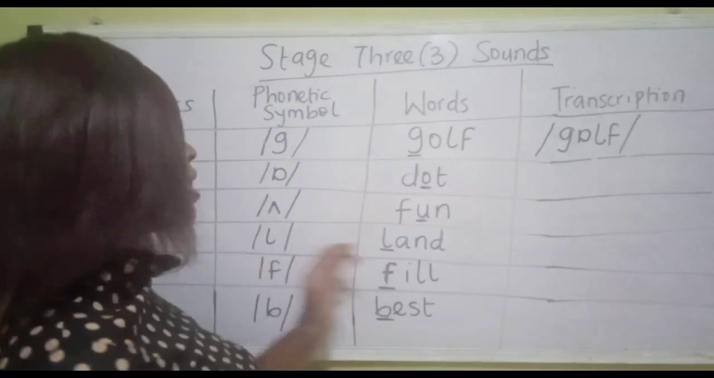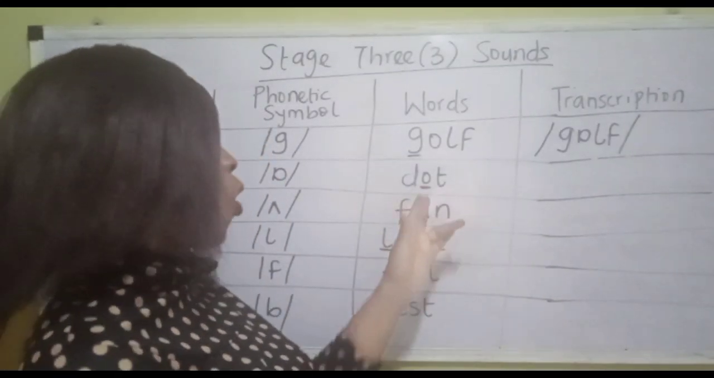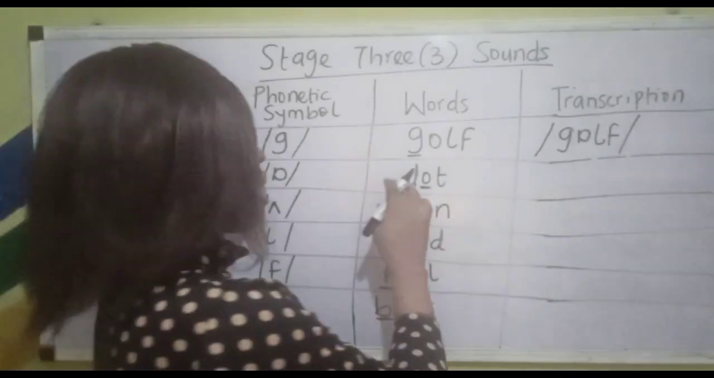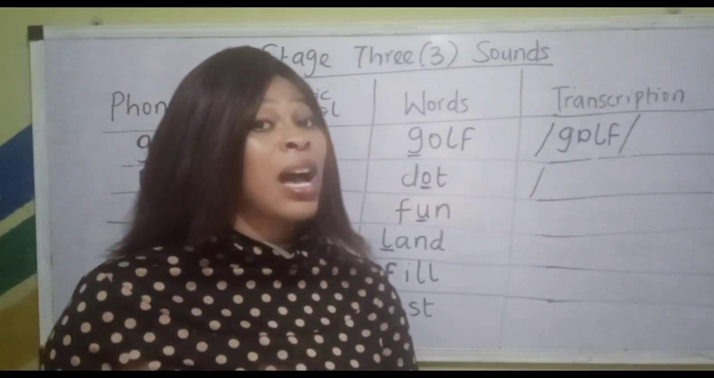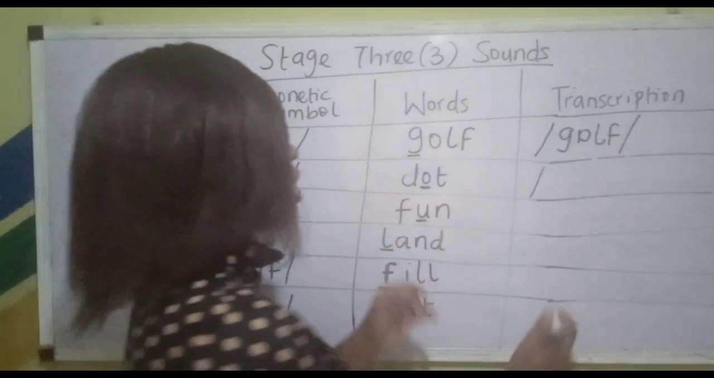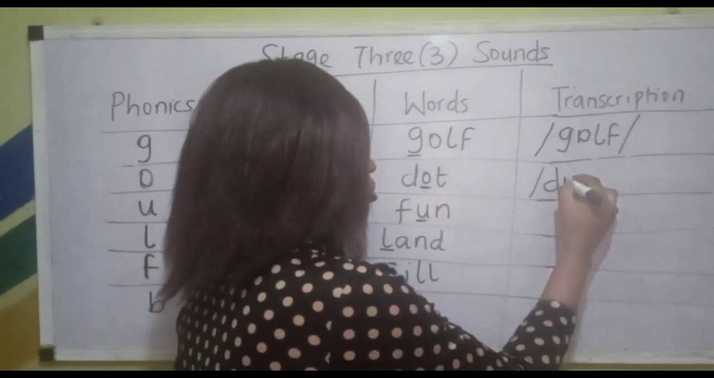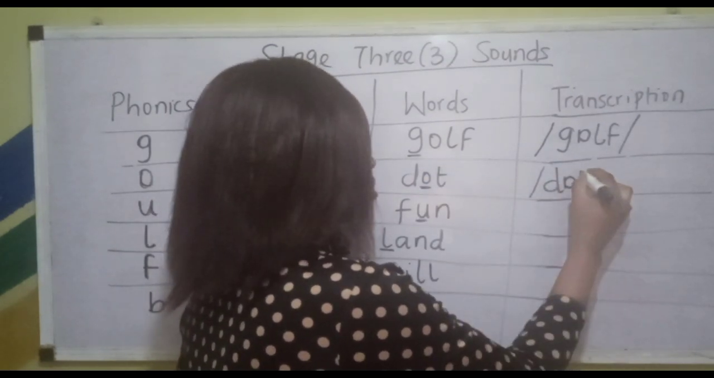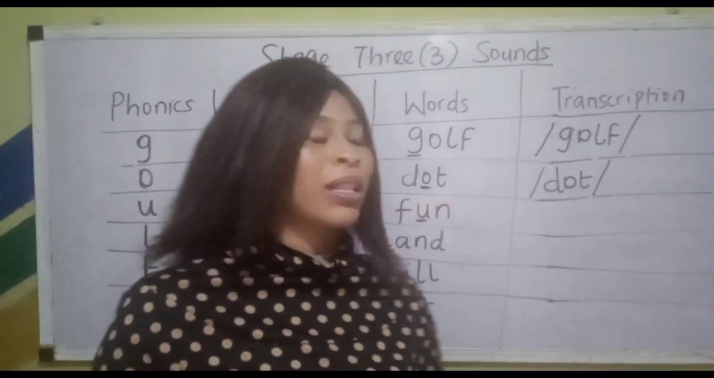Now let's move on to the next word. We have dot. Now our concentration is actually on the O sound, which is underlined, and then we have the D sound. Open your transcription slash. Now we looked at the D sound in the previous lesson, so do well to look at that. And then we have the D. It is written like this. Then we have the O sound, and then we have the T. We looked at the T sound in our previous class as well.